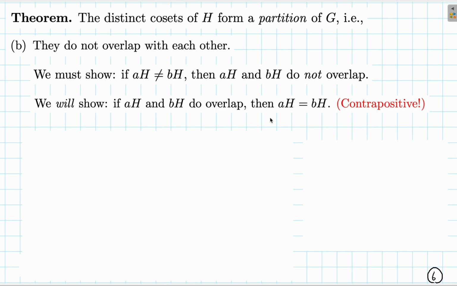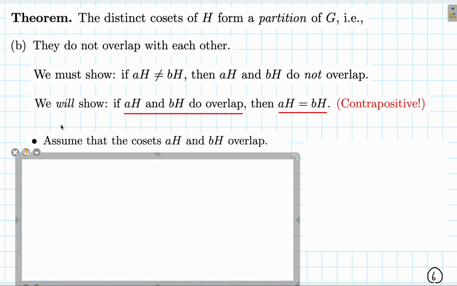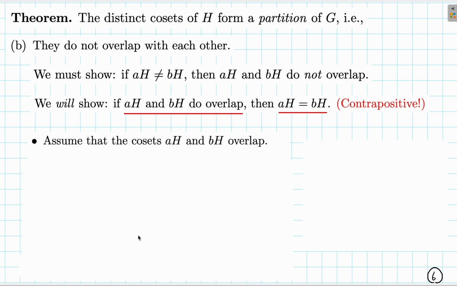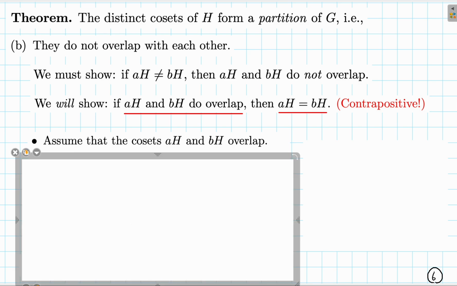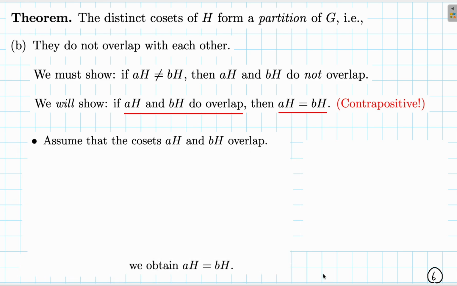We will give a proof outline of this contrapositive, and I'll leave it up to you to turn that into a complete proof. So let's begin by identifying the hypothesis and the conclusion. Those will give us the first and last steps of our outline. So we'll start by assuming that the cosets AH and BH overlap, and we'll eventually prove that those two cosets are, after all, the same.